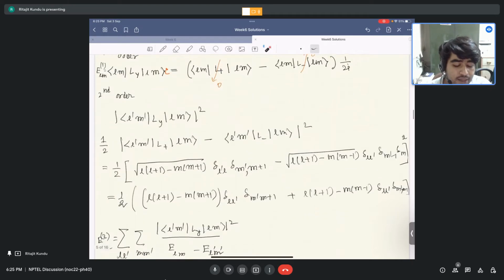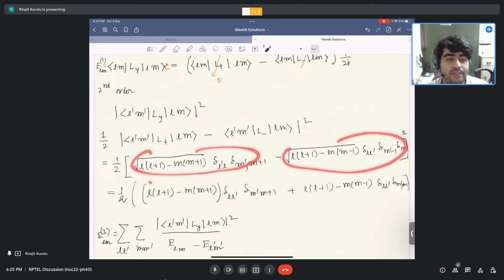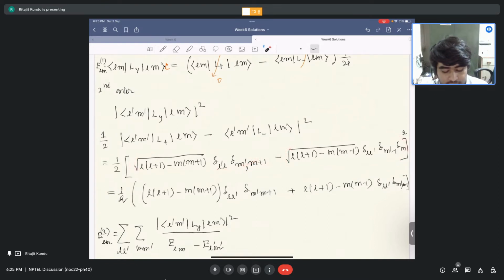Now when I square this, you will see that because of the Kronecker delta, only this term and this term will survive, and they will get squared. That's why you see that there is no square root anymore. So this is the whole quantity coming from the first term, and this is the second quantity.